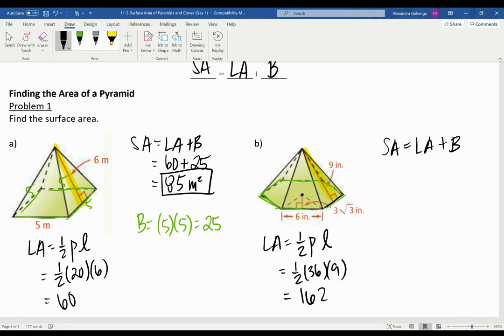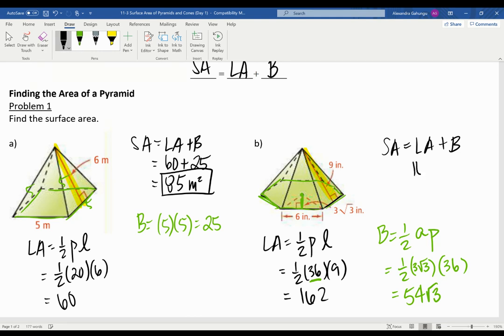So we get 162. Then we've got a hexagon for our base, and the area of our hexagon is 1/2 the apothem times the perimeter. I know the perimeter is here already, so we're good there. The apothem was always that segment from our center out to one of our sides, and they gave it to us as 3 rad 3 this time. So we're going to get 54 rad 3 for our area of our base.